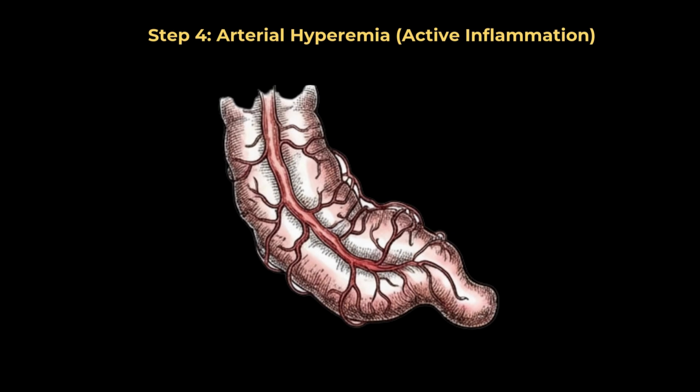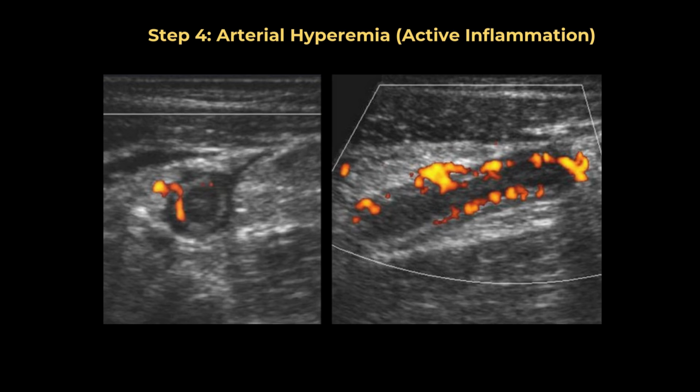The body reacts to infection by widening nearby arteries. This helps bring more white blood cells to fight the infection. This process is called hyperemia. On ultrasound, color Doppler shows increased blood flow in the appendiceal wall. The wall looks very vascular. If the diameter is less than 6 millimeters but you see increased Doppler flow, this may indicate very early appendicitis.